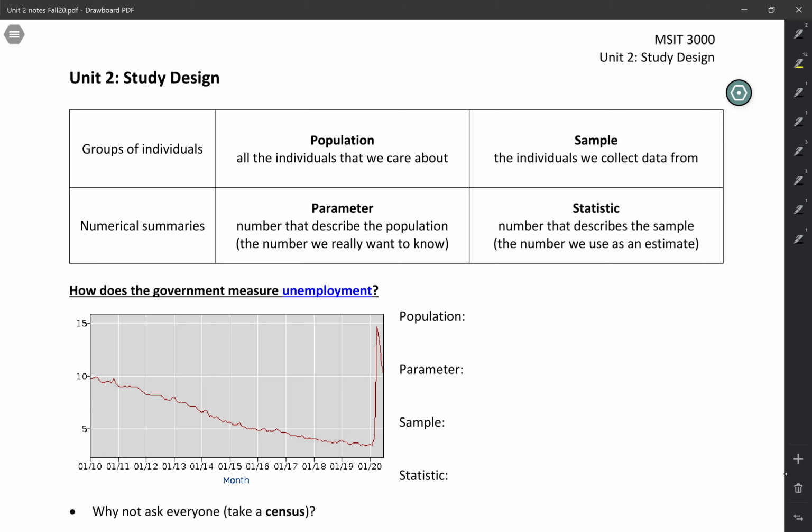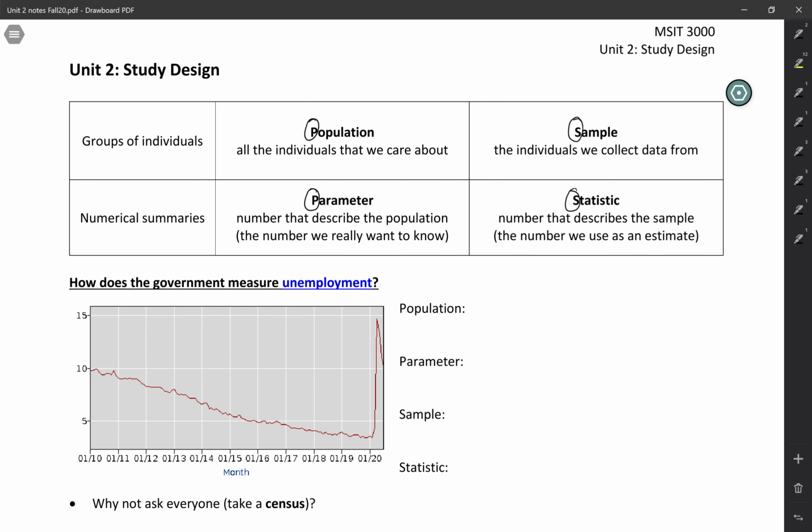The next two terms are numerical summaries. A parameter is a number that describes the population, and conveniently, parameter also starts with P. So this is the number that we really want to know. This would be like a population mean or a population proportion. A statistic is a number that describes the sample. Again, conveniently, they both start with S. So this would be a number that we use to estimate the parameter, right? We actually have sample data, so we can calculate that statistic and then use it to estimate the parameter.